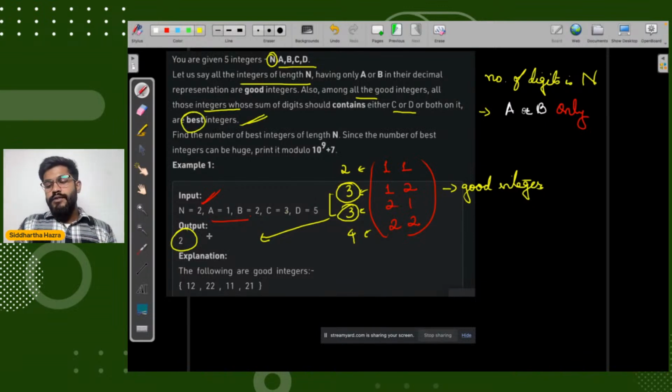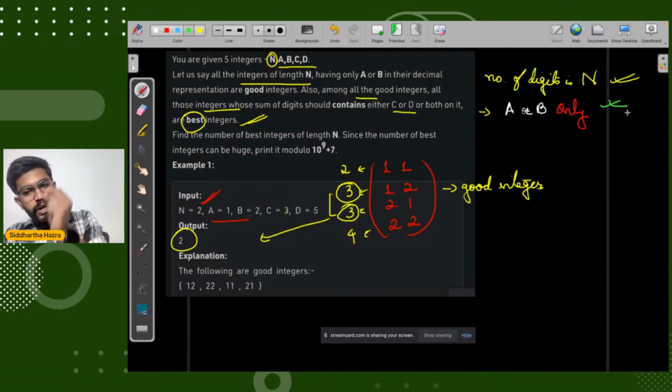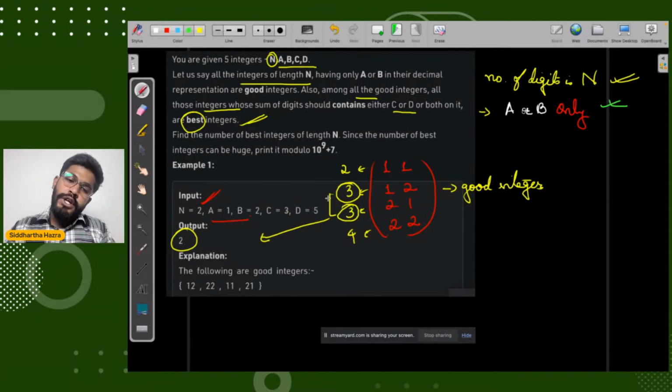So first you need to find all the integers with length n. Then you need to move forward, and it should consist of only a or b. Then from them you need to find the best integers. What is a best integer? After taking the sum of the digits, it should be either c or d. That is why this is the output.